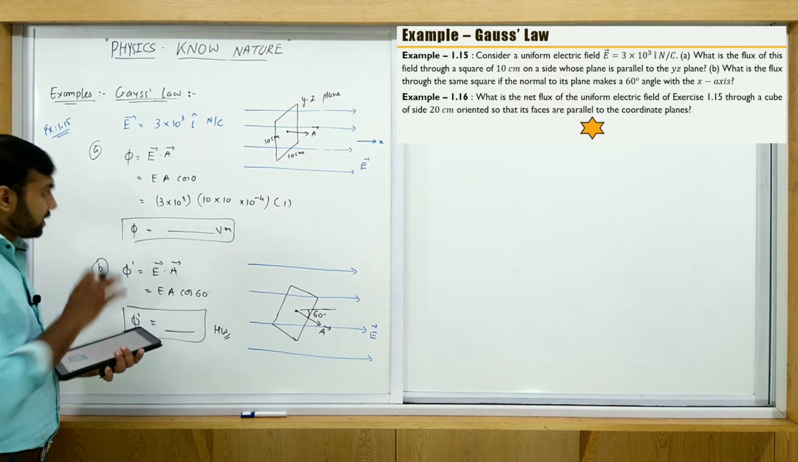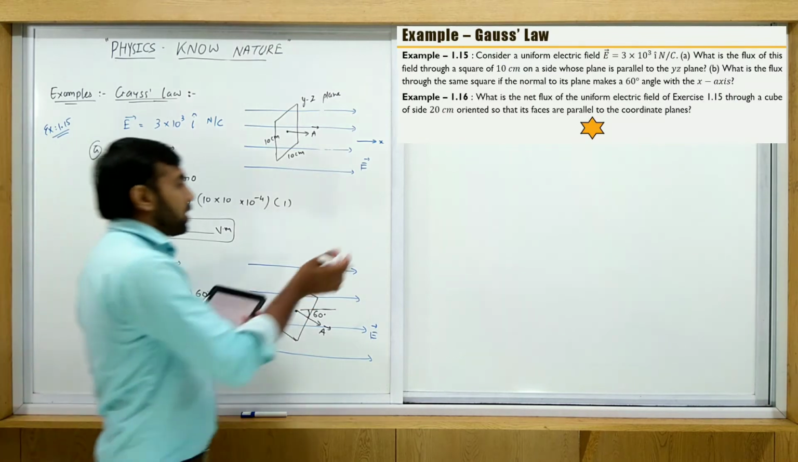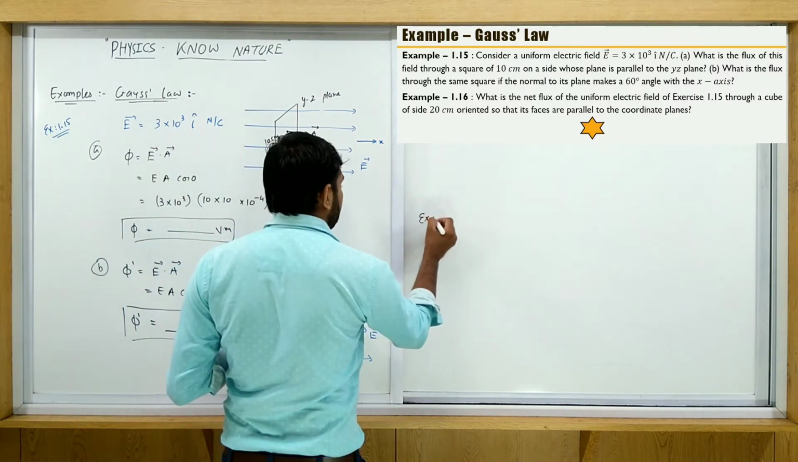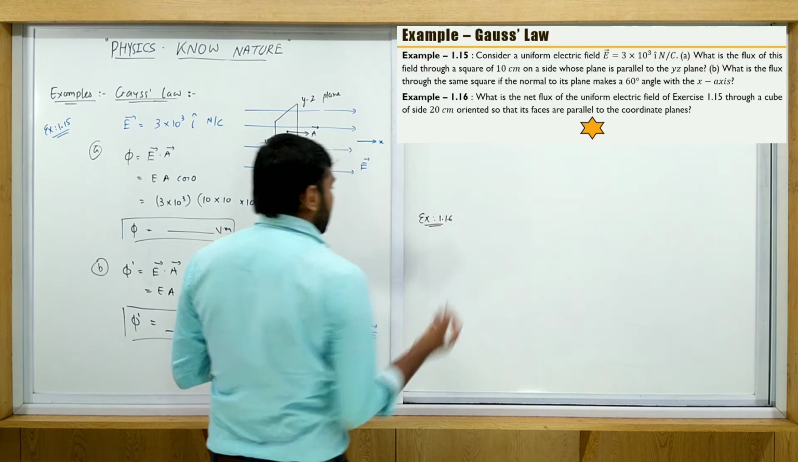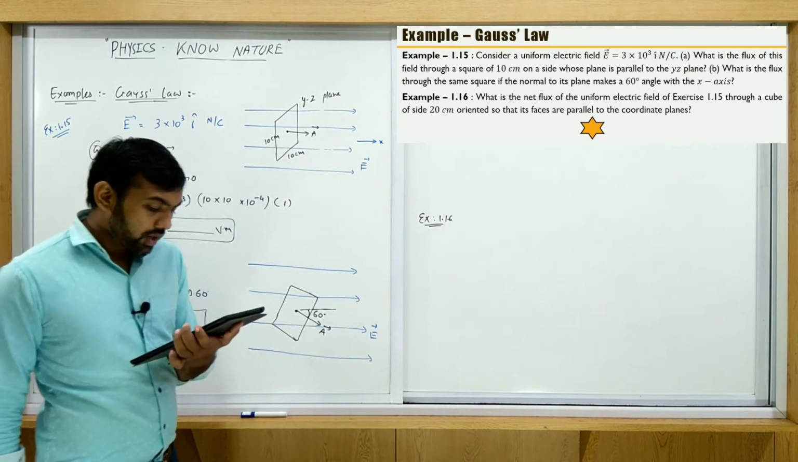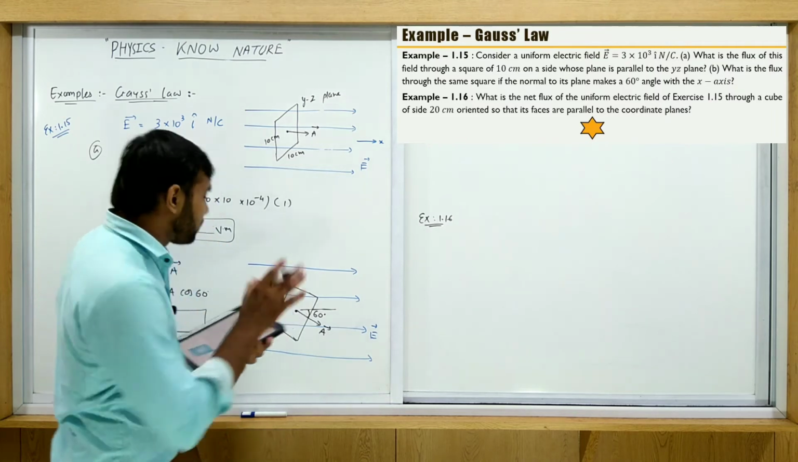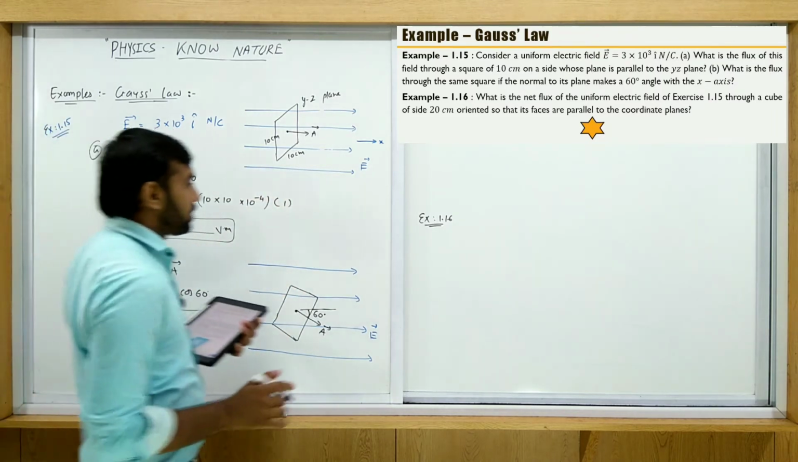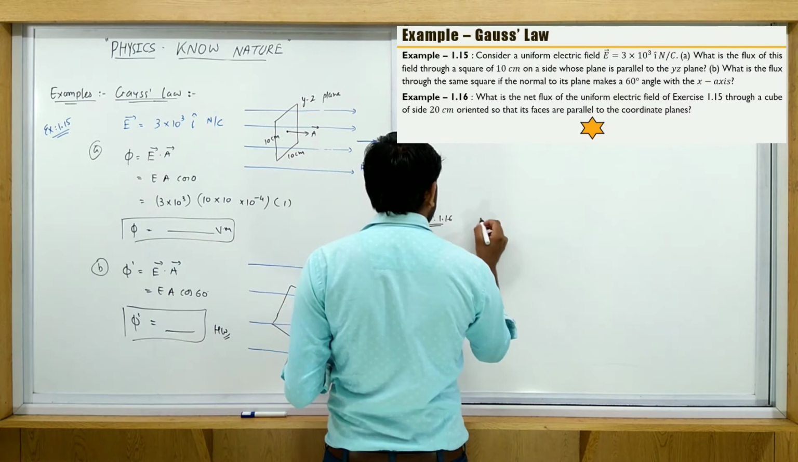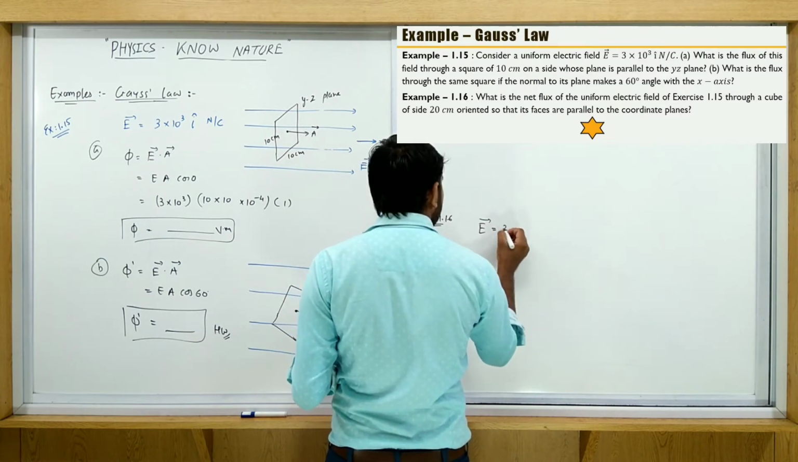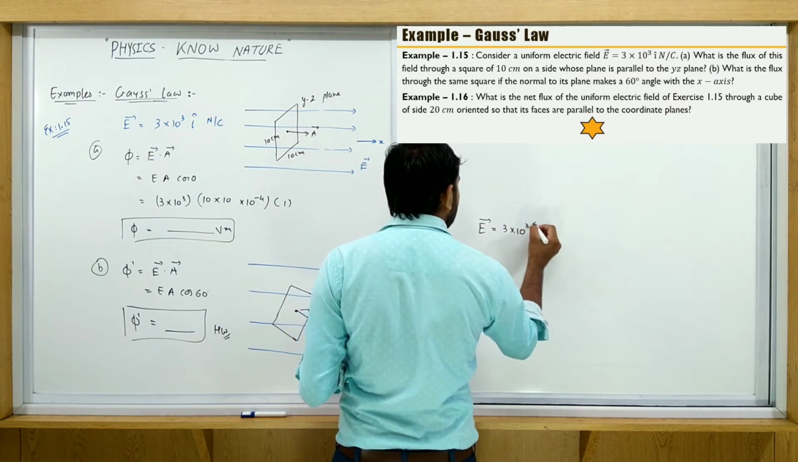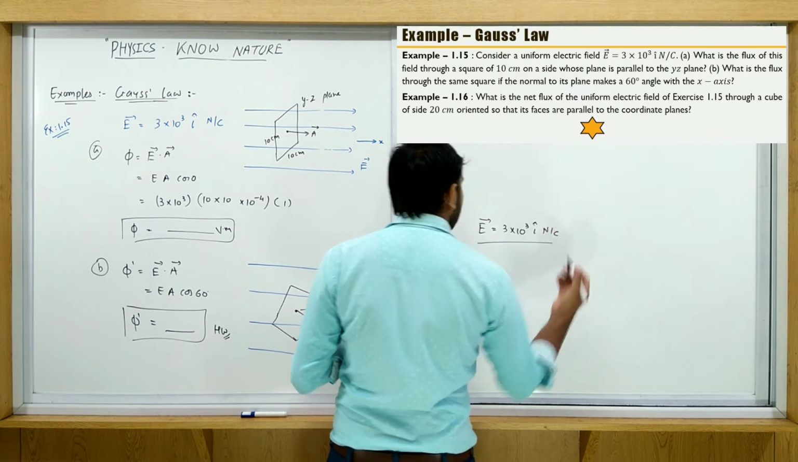Now this is exactly related to example number 1.16. Let's see, what is the problem statement? What is the net flux of the uniform electric field in the previous exercise? Means the same electric field. What is this electric field? E is equal to 3 into 10 raised to 3 i Newton per Coulomb.